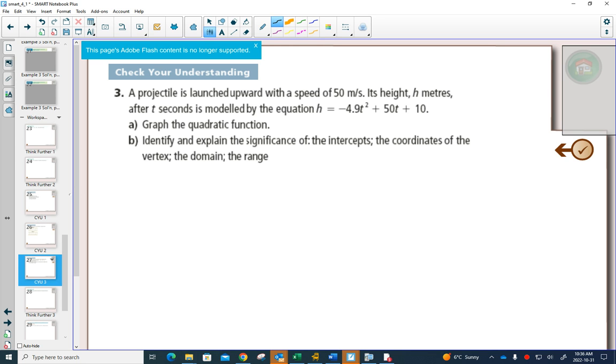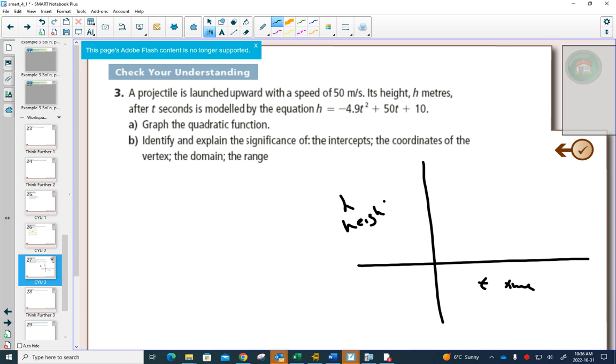Now, t is time. I'm going to put that down here. H is height. I'm going to put that here. I think there's one mental math one that we can figure out right away. It's pretty easy, even though there's decimals in this question: you could plug in 0. If you plug in 0, I'm going to mark it right here, you get the point (0, 10).